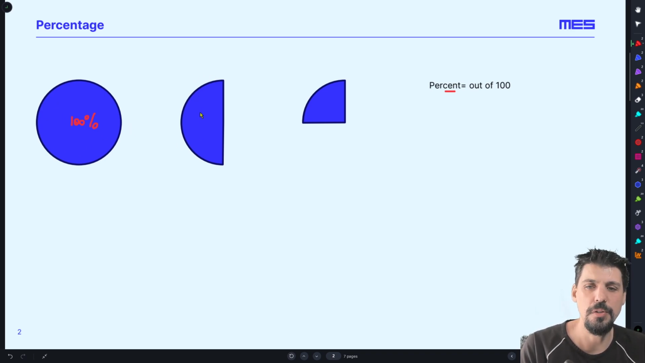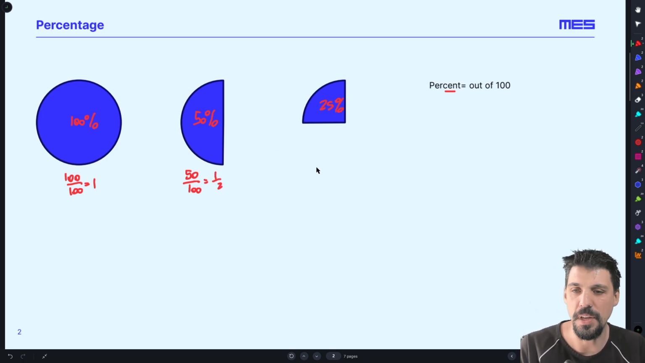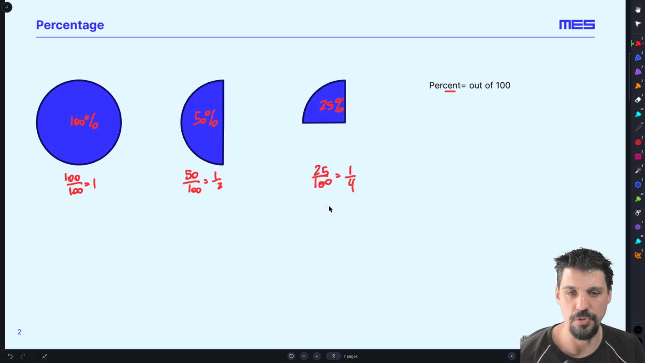So half a circle, very simply, is 50%. That's because 100 out of 100 is 1, you've got everything. 50 per 100 is a half, you've got half of something. 25% would therefore be a quarter. So 25 out of 100, if we simplify that, we get 1/4. Really, what we're saying is a fraction out of 100. That's what we're going for here with fractions.